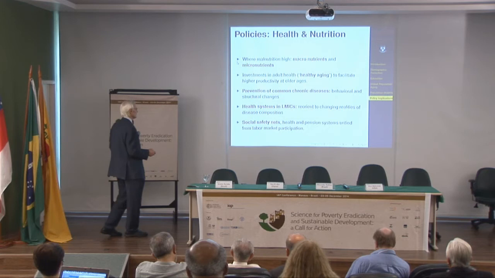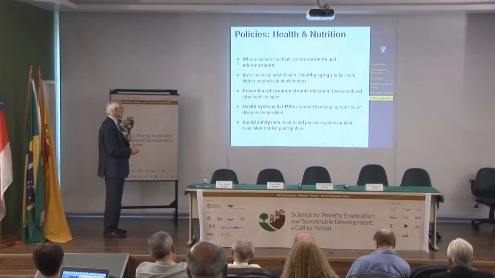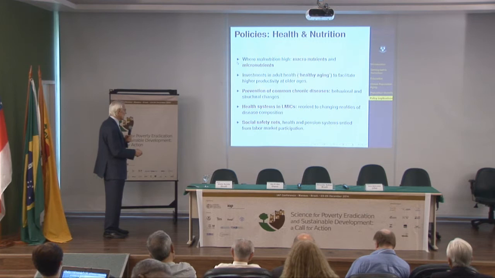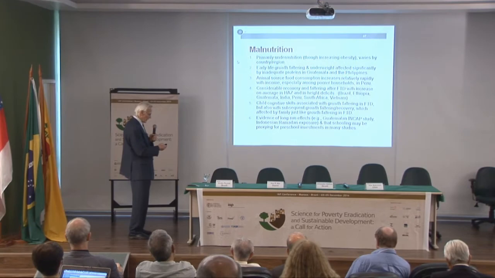So policies that enhance healthy aging have benefit. More attention to the chronic diseases. We talked some about health systems and how you might reorient them to reflect the changing composition of diseases. Social safety nets as part of the protection against poverty are part of this overall concern. So again, I'll be a little selective because of time.